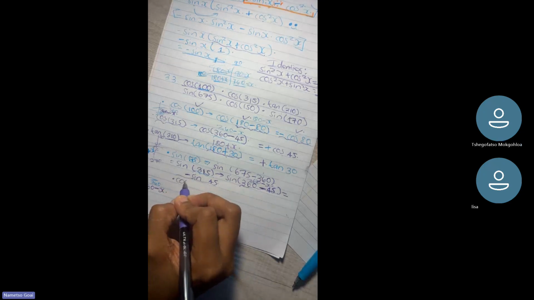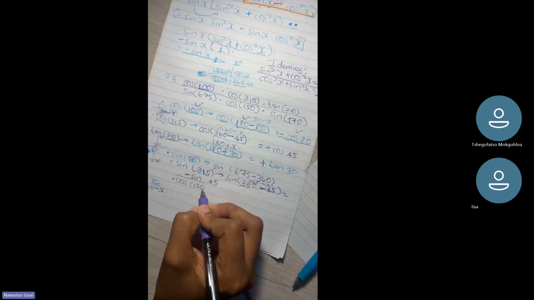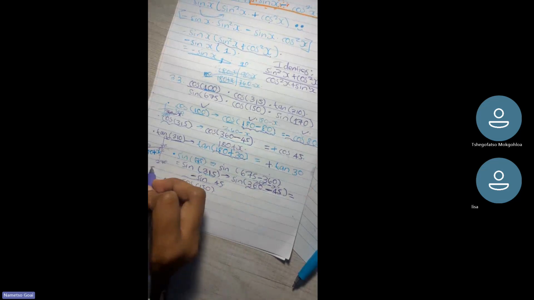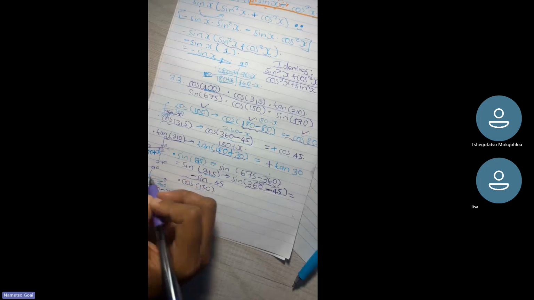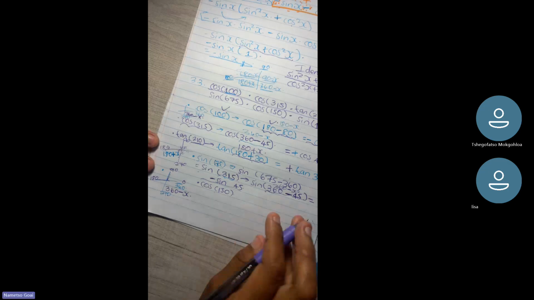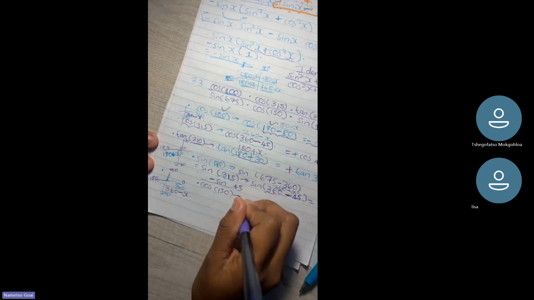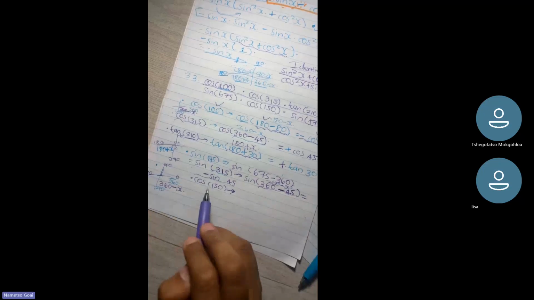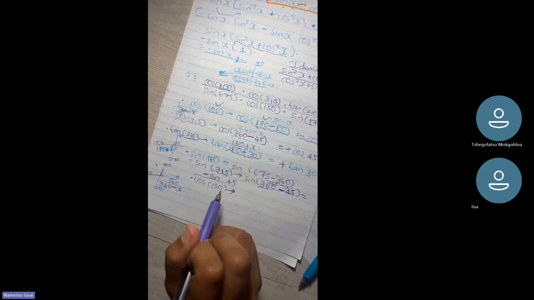Now we go to cos 150. Let's check where in the Cartesian plane 150 is. 0, 90, 180. 150 is definitely somewhere over here in the second quadrant. So in the second quadrant, we have cos 150.